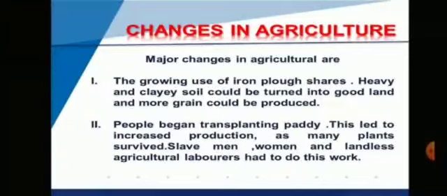So what were the major changes in agriculture? They started using the iron plough. Heavy clay soil could be turned into good land and more grain could be produced due to these iron ploughs. And people began transplanting paddy. This led to an increase in production as many plants survived. Slave men, women and landless agricultural laborers had to do this work.